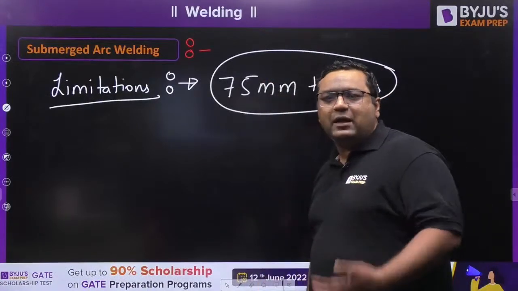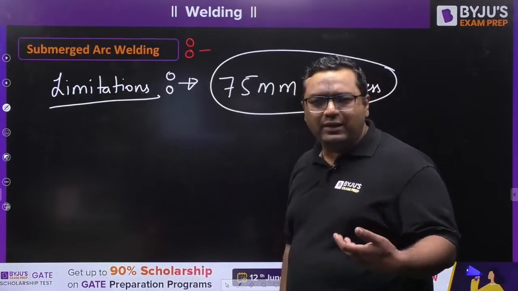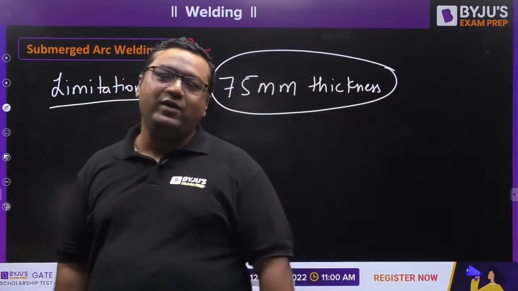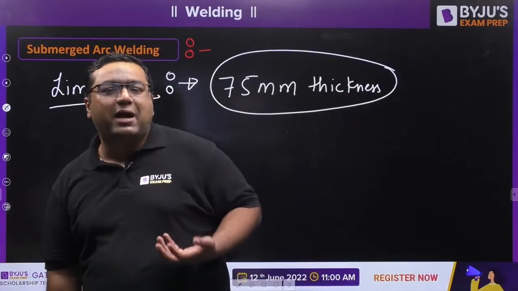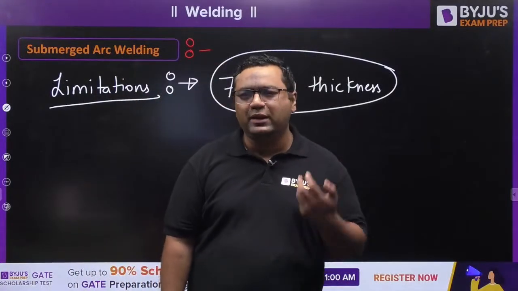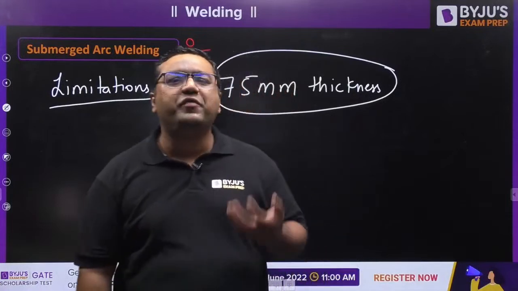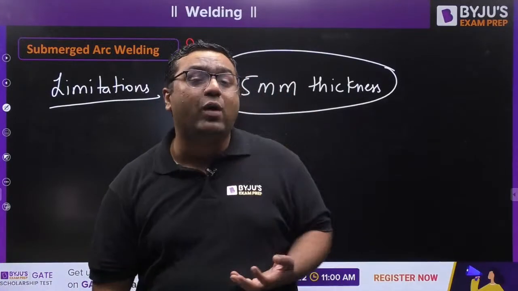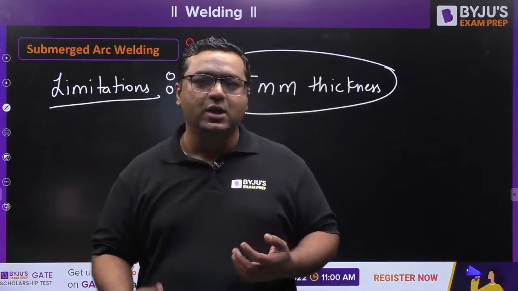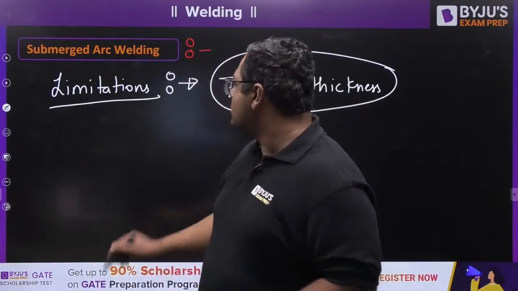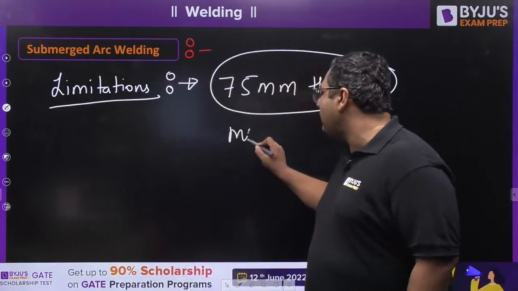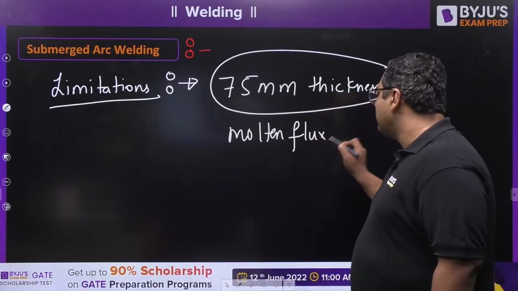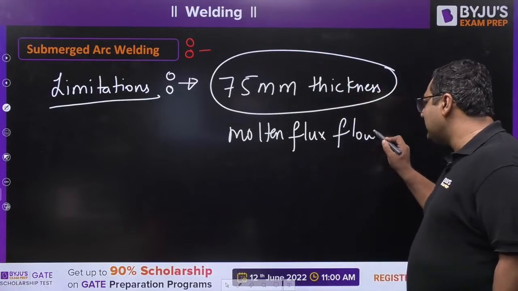And when we are talking about the mass flow rate of the coolant, actually I was saying it molten flux. So that molten flux mass flow rate is also going to be a constraint. We cannot go with any rate. If you have more thickness, we will require more molten flux. So that is the second limitation. So the second limitation is the molten flux flow rate. So these are the limitations.